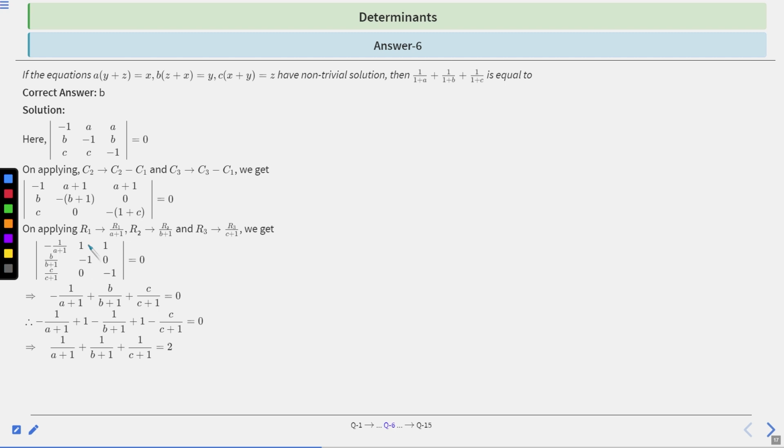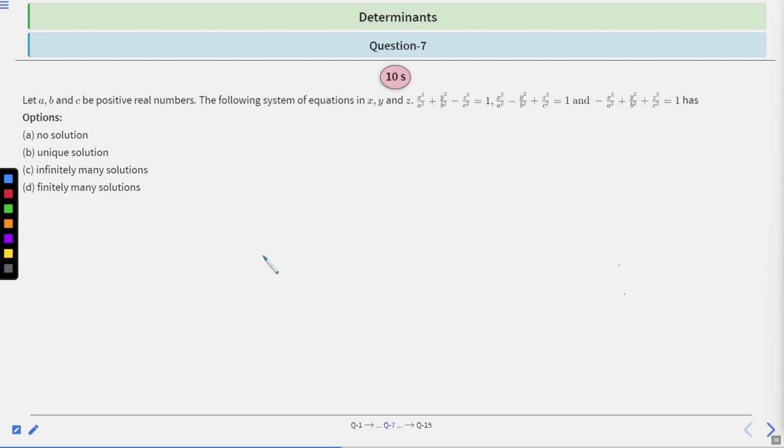determinant value of minus 1 by a plus 1, 1, 1; b upon b plus 1, minus 1, 0, 0; c upon c plus 1, 0, minus 1 equal to 0. Clear? When you solve this determinant, you will get the value of this as 2. Clear? You have to do R1 as R1 upon a plus 1, right?